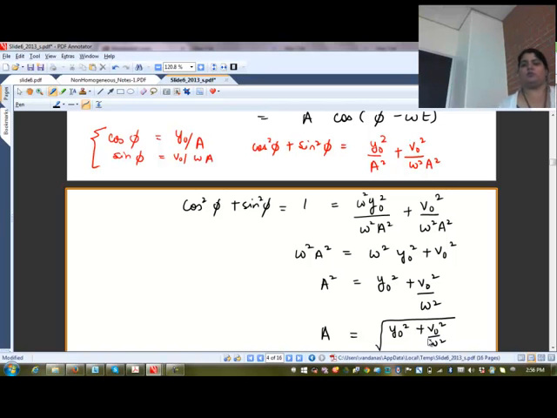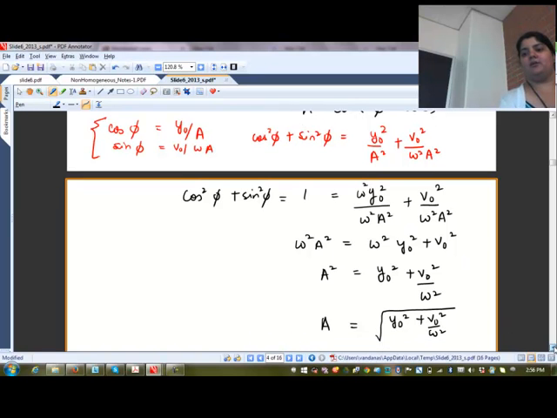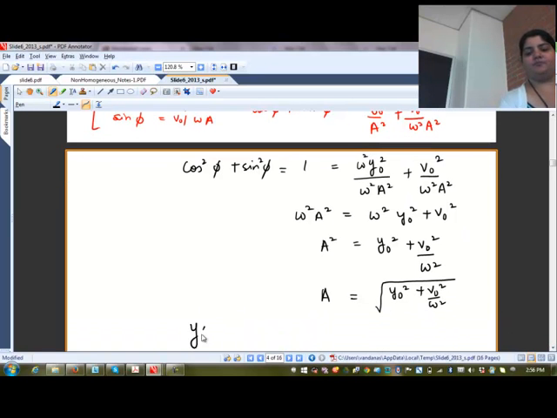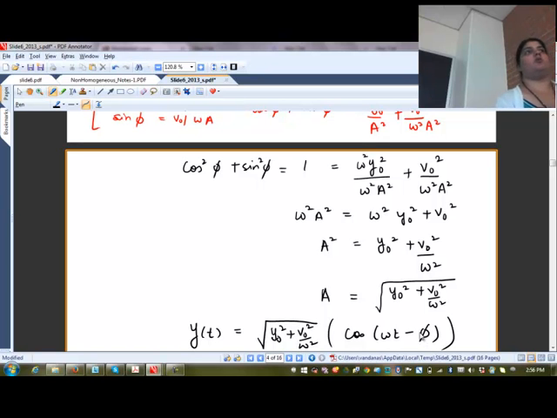Now this is very good. We got an amplitude now of the oscillation. I will place this expression up here, so it's not something which you don't know. And you have a cosine of omega t minus phi. So now the only thing which you want to know is phi. So how will you find phi?